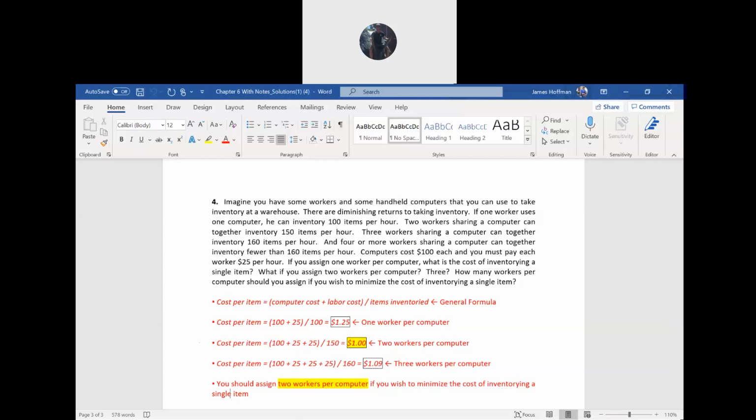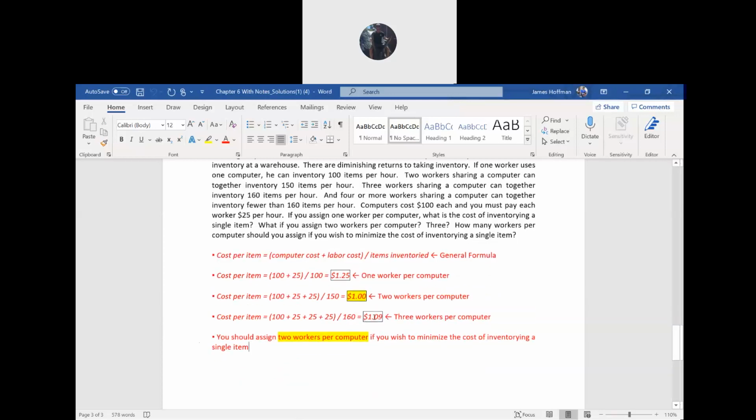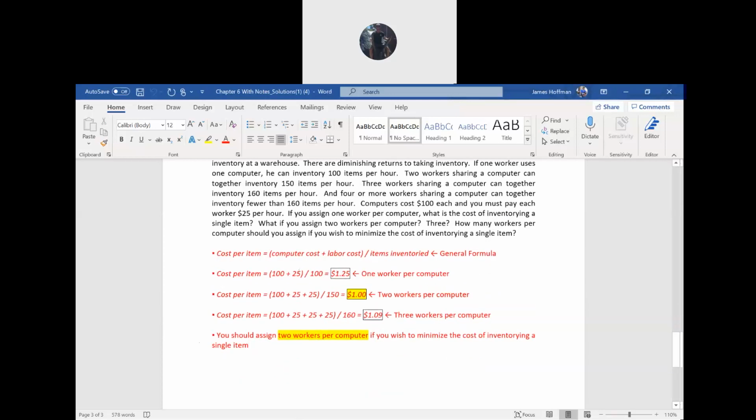All right, so it makes sense, it's just an example, but if you're trying to inventory stuff and you have one worker, it's hard for him or her to input stuff in the computer and get the items at the same time. If you have two workers, one person can be on the computer and the other person can be getting the items and reporting back. If you had three workers, what's the third person going to do?